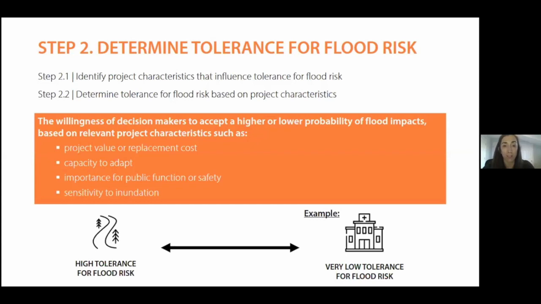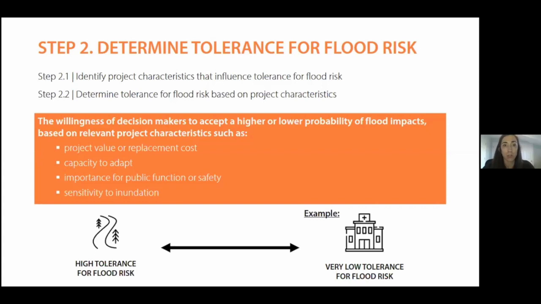So let's first start with the definition. According to the guidance, tolerance for flood risk is defined as a decision maker's willingness to accept a higher or lower probability of flood impacts. And that willingness might be based on a variety of project characteristics. So things like project value or replacement cost, capacity to adapt, the importance of the project for public function or safety, and sensitivity of the project to flooding or inundation. So let's break this down for you a bit more.